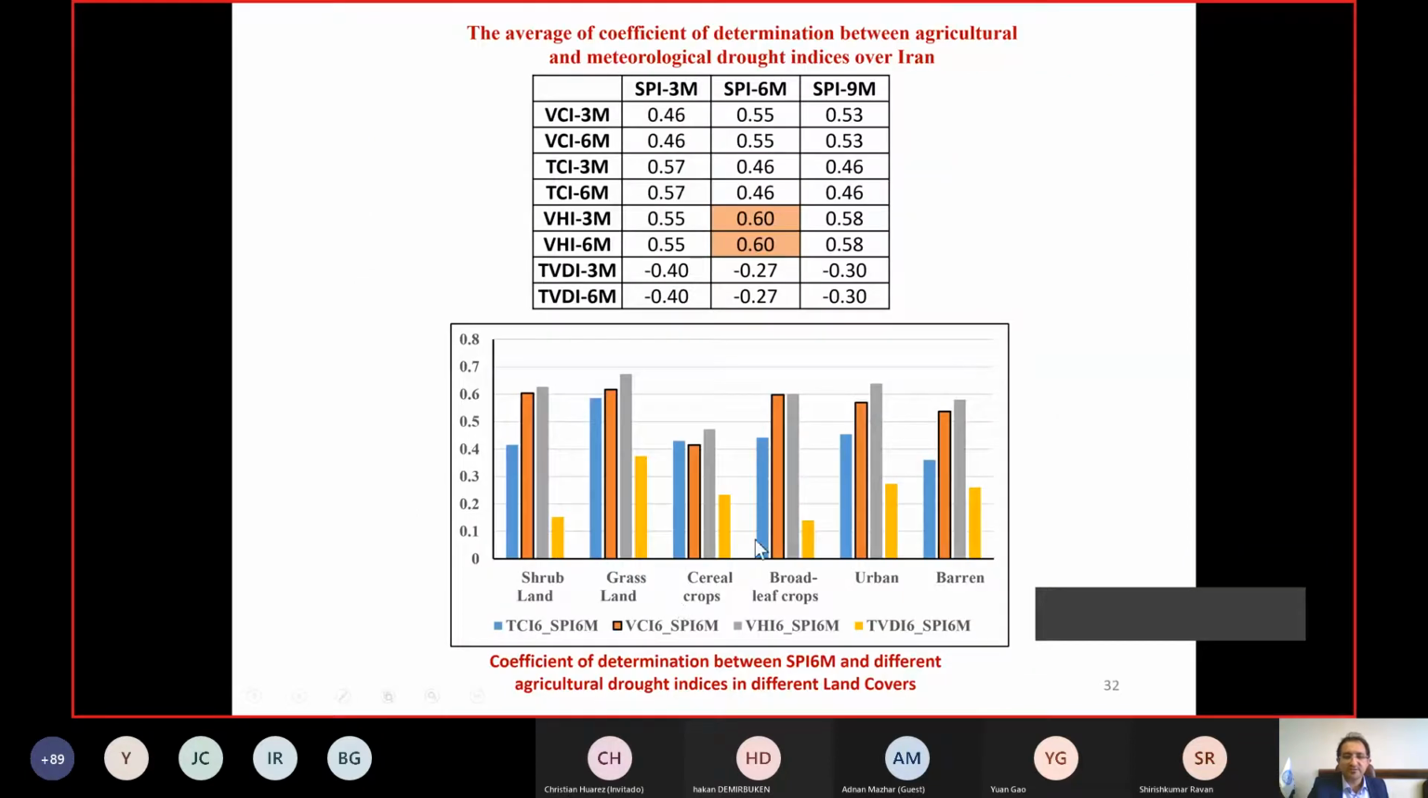Here you can also see the results, the coefficient of determination between the SPI and other indices in different land covers. As you can see, in all of the land covers the VHI performs best, and after that the VCI performs well. And we also found that there is a good correlation between the 6-month VHI and 6-month SPI, but with a 3-month lag time.